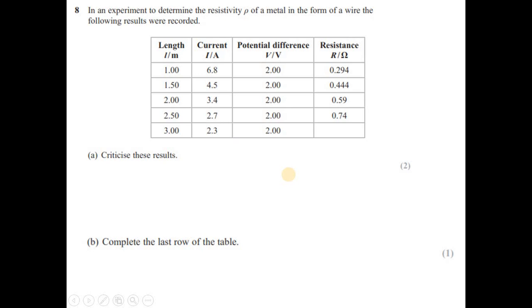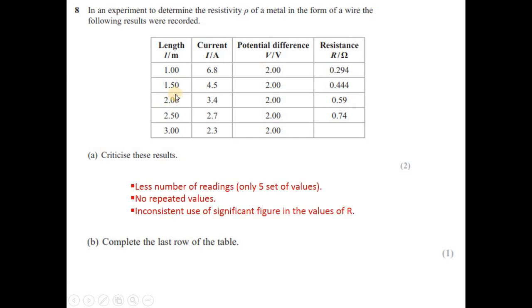Question number 8. In an experiment to determine the resistivity rho of a metal in the form of a wire, the following results were recorded. Criticize the results. Typical question again. You need to criticize the results. So you have very few readings, only 1, 2, 3, 4, 5 sets of readings. You can say very few readings, and there is no repeat reading shown for current or the voltage. And of course, if you look carefully like this and this, inconsistent significant figures are also used for the resistance value. So that's how you can write the answer for criticizing the results.